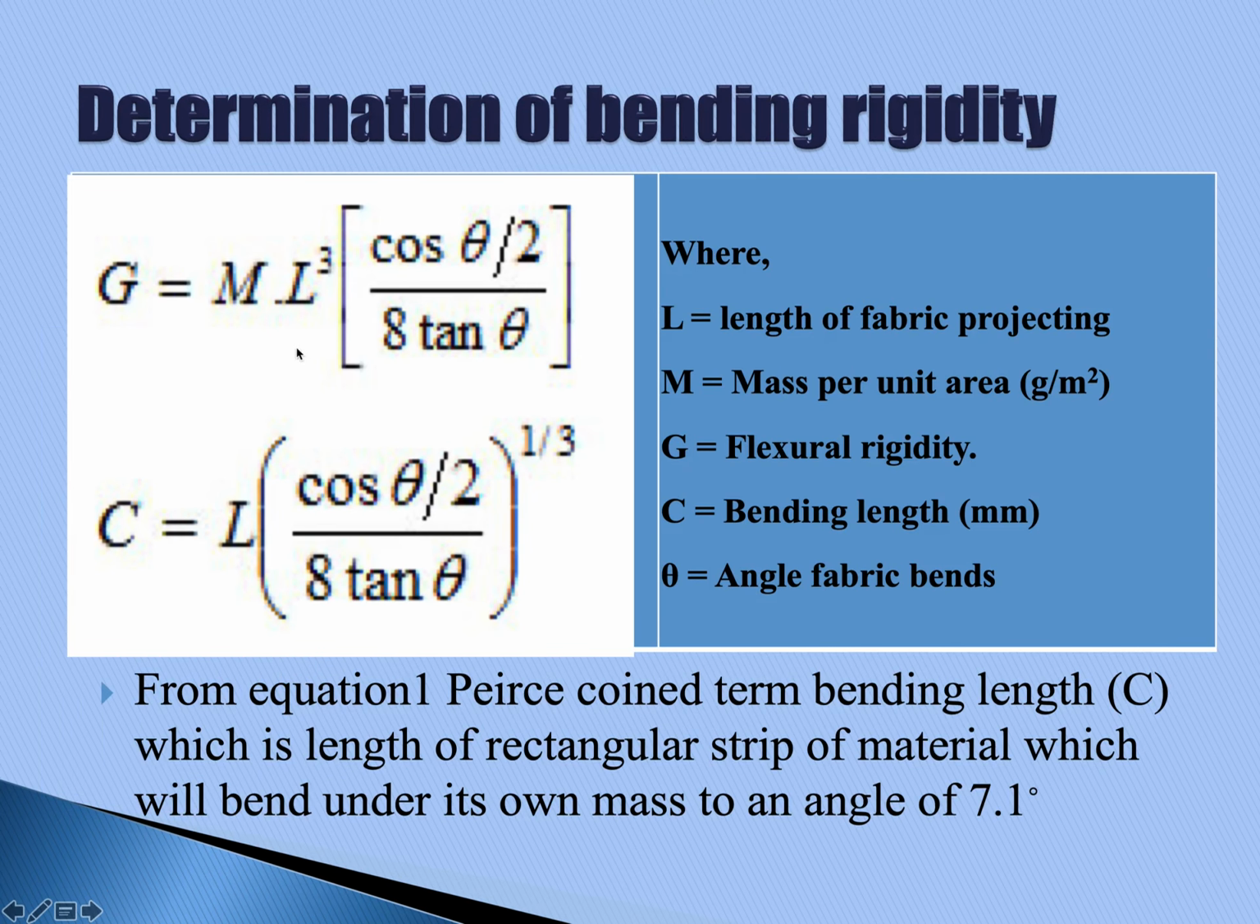So we can obtain the bending length, the bending modulus, and the overhanging length using the same instrument, and this is showing the Pierce equation. The Pierce equation helps in coining the relationships between the bending length, the overhanging length, and the bending modulus, where G is representing the flexural rigidity, M is the weight of the fabric. So the bending property of the textile is dependent on the fabric weight or the areal density. L here is giving the overhanging length.